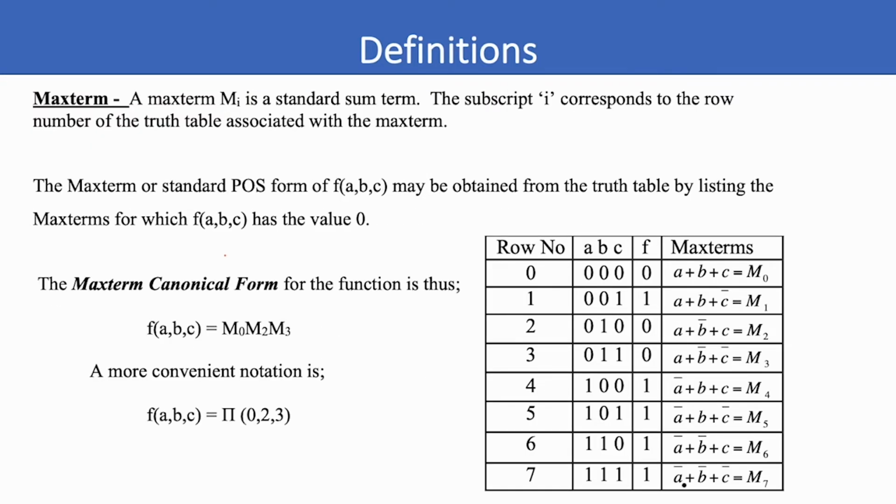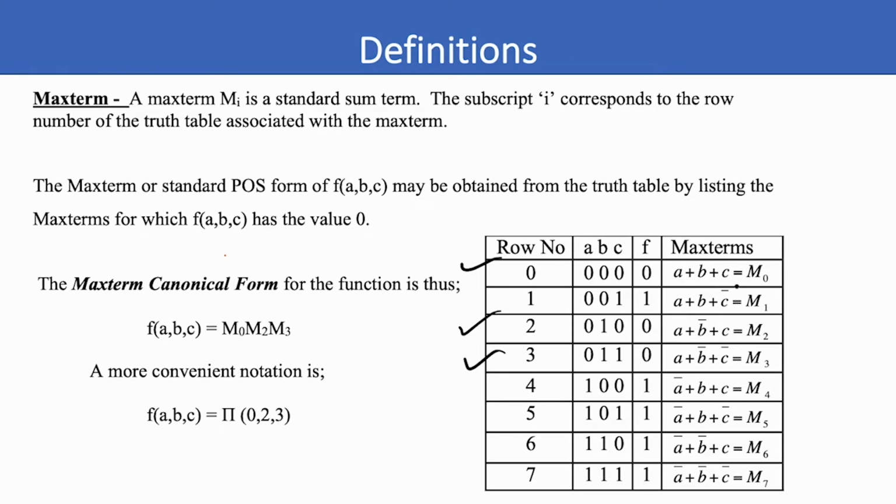Now the max term. Well, as we discussed previously, the max term defines the product of some terms for the zeros of the function. So they're true whenever there's a 0 in the function. Well, we have a 0 at row 0, we have a 0 at row 2, we have a 0 at row 3, and that's it. So we have 0, 2, 3. So we know that it's going to be the product of these 3 sum terms to define the zeros of the function.